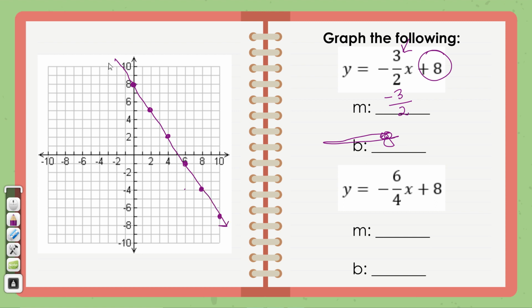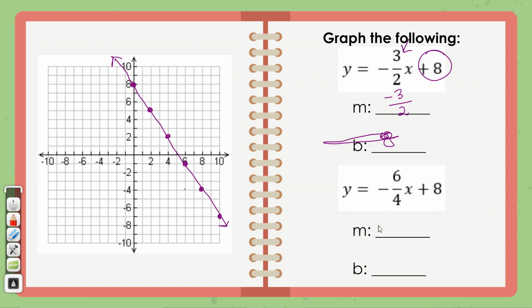And make sure you're giving it arrows because the arrows indicate that it's going to do what? Continue forever, go on and on forever in both directions. I could give you a bigger graph, a 20 by 20, and your line would be a lot longer, right? Or I could give you a smaller graph, like a 5 by 5, and it would be really small. So you've got to be able to graph on all different types, depending on how big the system is.